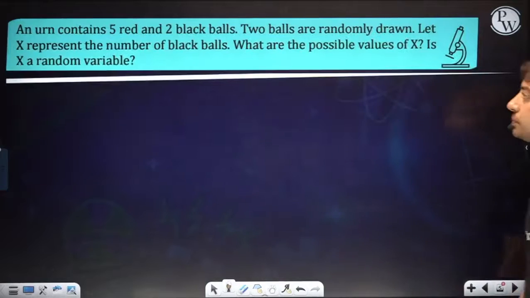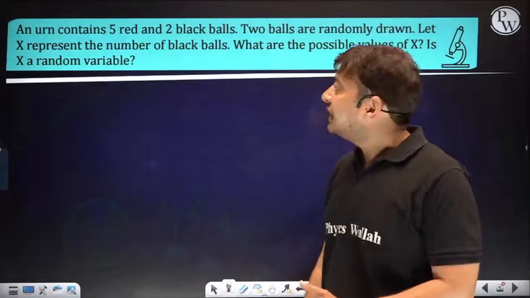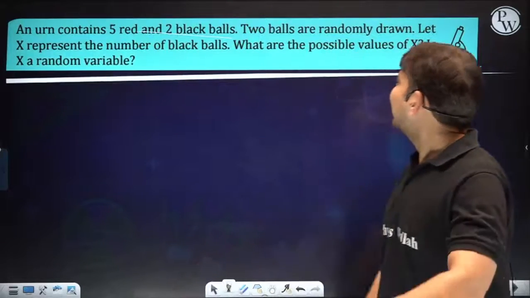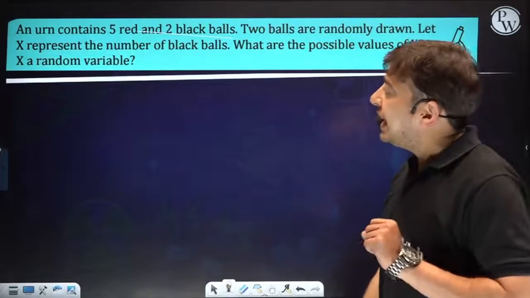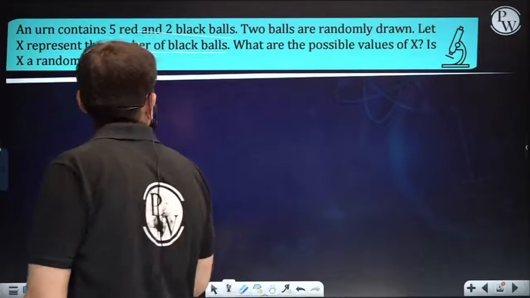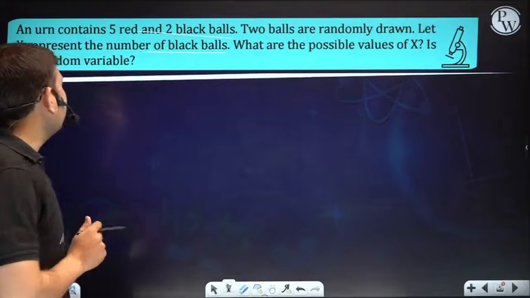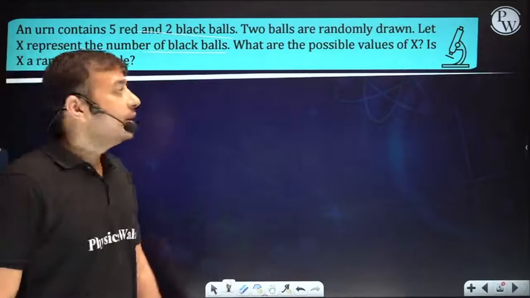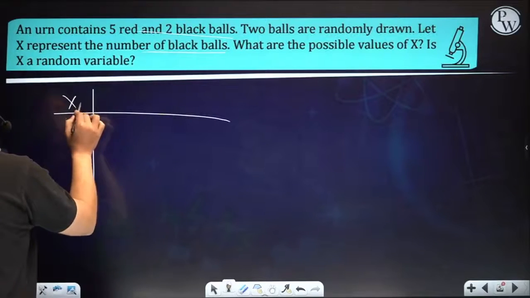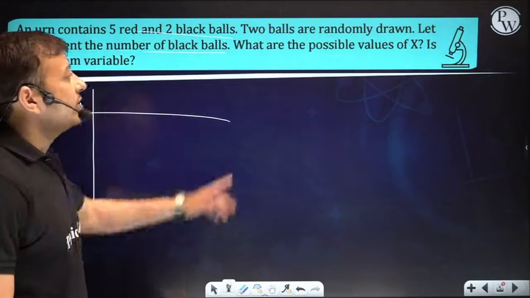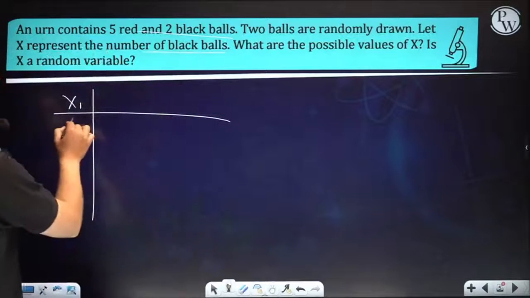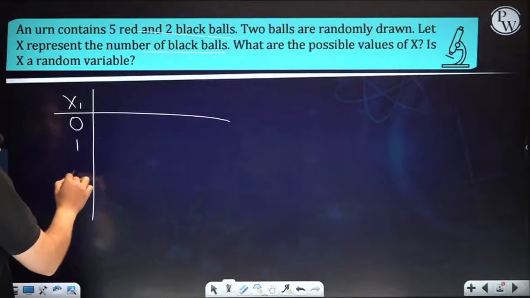Now moving on. An urn contains 5 red and 2 black balls. 2 balls are randomly drawn. Let x represent the number of black balls. What are the possible values of x? Is x a random variable? Your random variable x is the number of black balls. In 2 balls, they are asking the number of black balls, so it can be 0, 1, or 2.